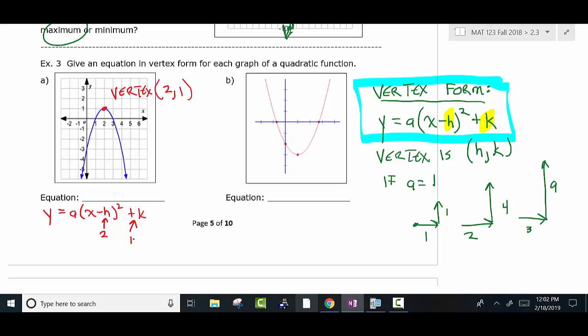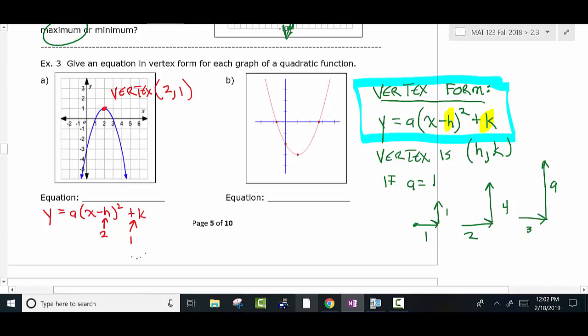Okay. And also check this out. If there's no stretch or shrink, you know that because you're going over 1, down 1, or over 2, down 4. There's no stretch or shrink for that fact. So just over 1, down 1, over 2, down 4 means that a is negative 1. Okay, all we're going to focus on mostly are graphs that don't have stretch or shrink on them.